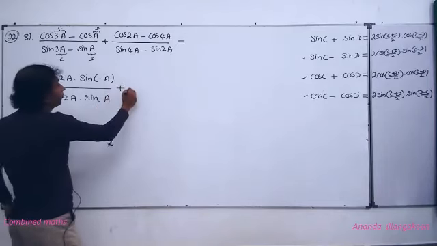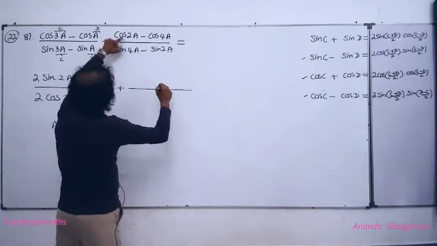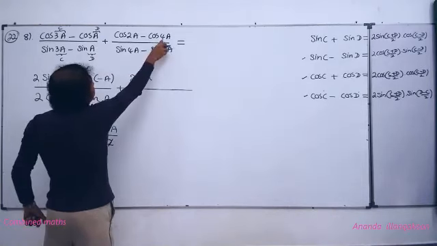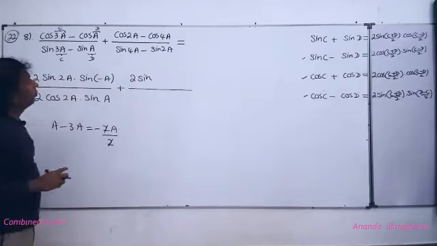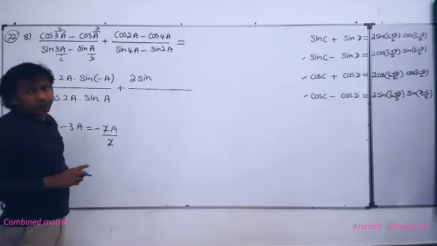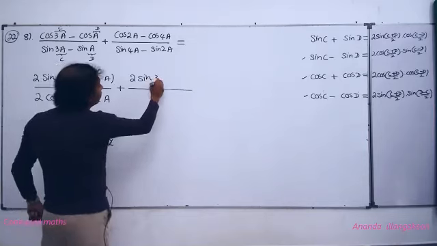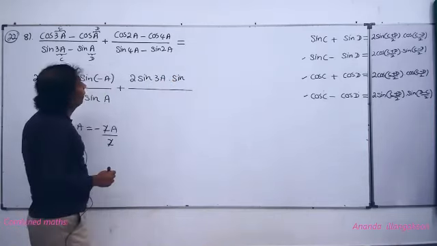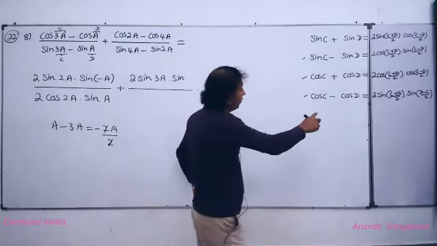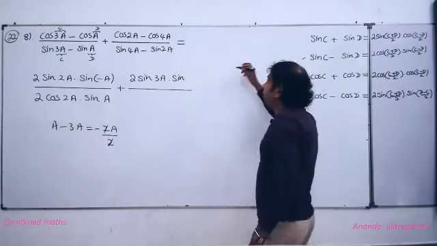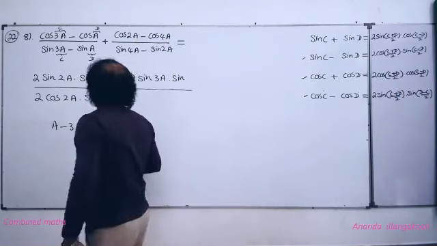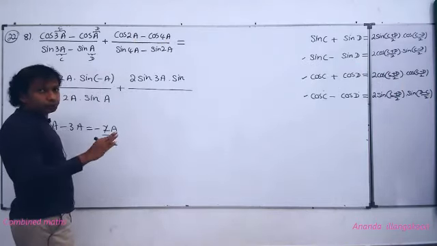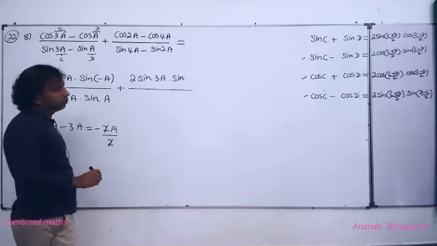Plus here. Cos c minus cos d, 2 sin, add this 2, 2a plus 4a, 6a by 2 is 3a, and sin d minus c, right? This minus this, 4a minus 2a, 2a, that should be divided by 2, we get a.